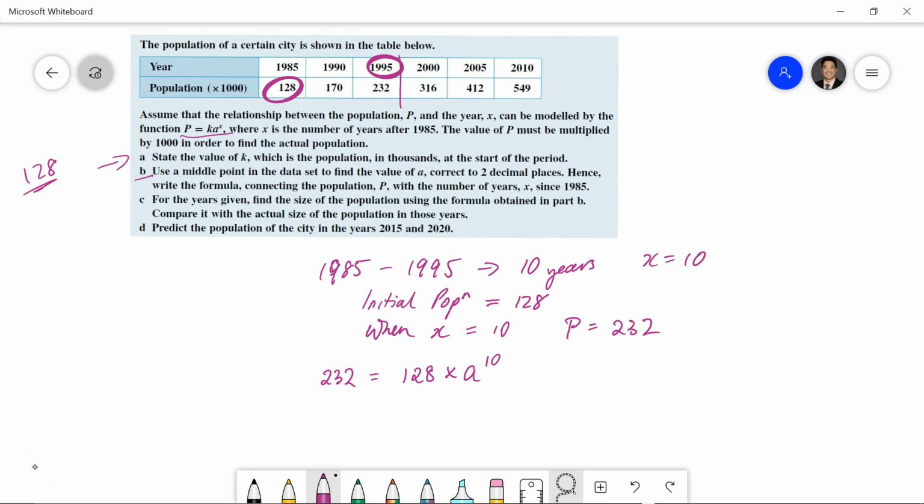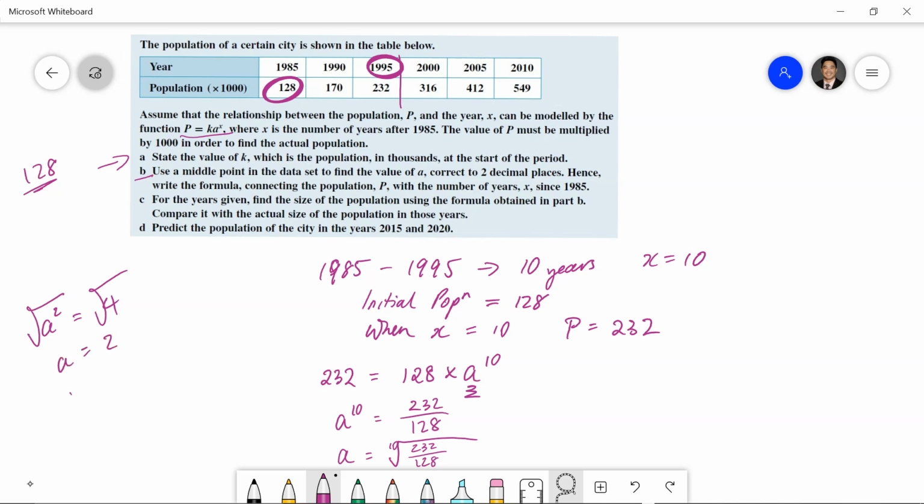Now that we've populated all the variables, we can work out what a is. So we'll have a to the power of 10 is equal to 232 divided by 128. To get a on its own, we want the 10th root of that fraction. As a side note, if we want to square something, to do the opposite of that is the square root.